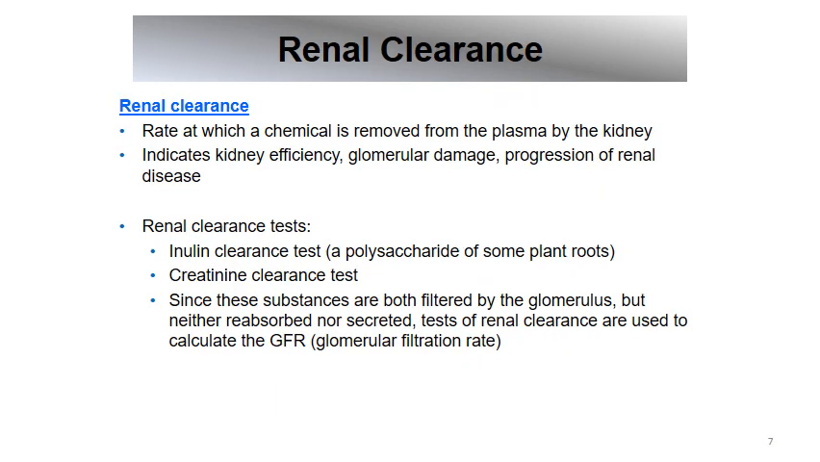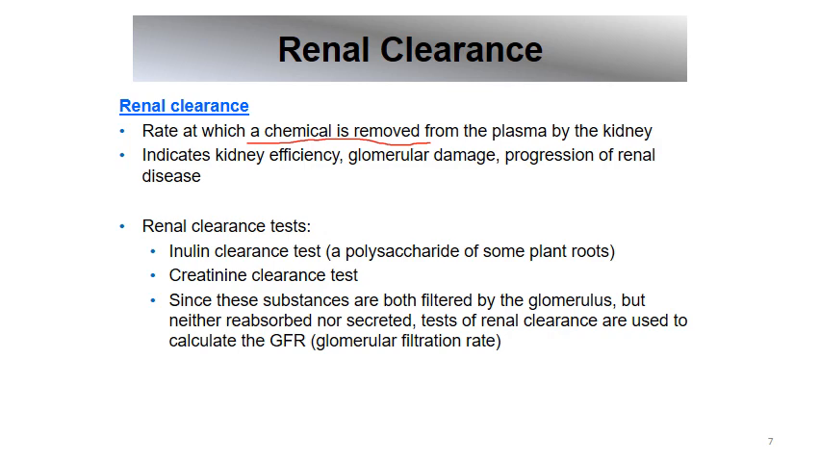Renal clearance means how fast a chemical is removed from the body by the kidneys, so how fast urine is formed. There are different types of these tests that are done. This is really just to see that the kidneys are functioning correctly.